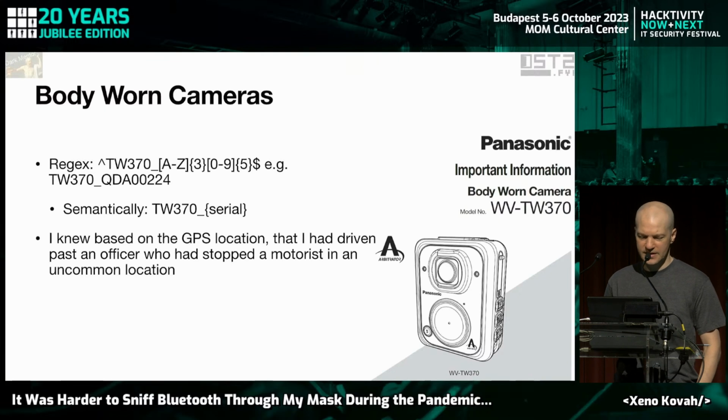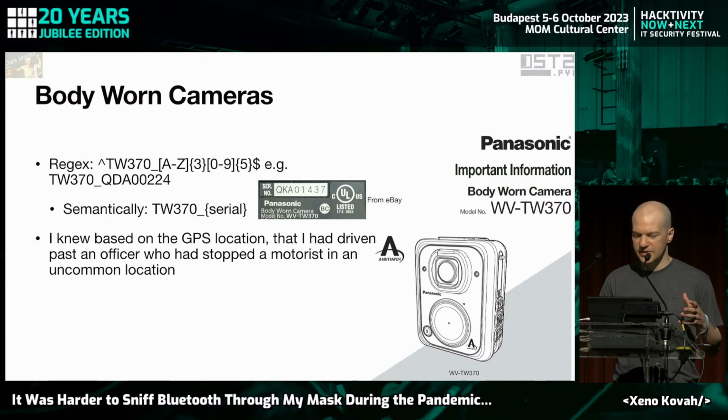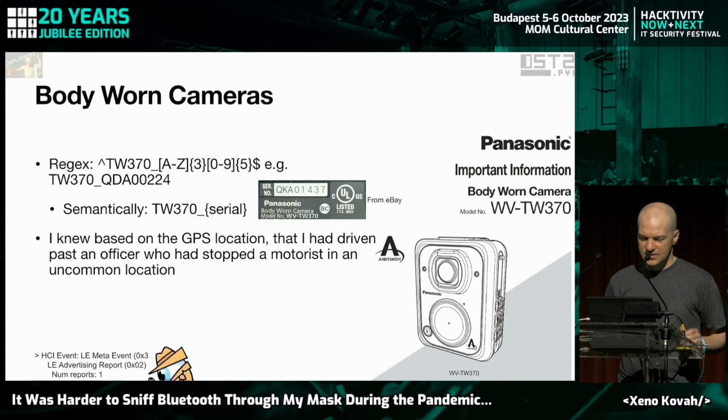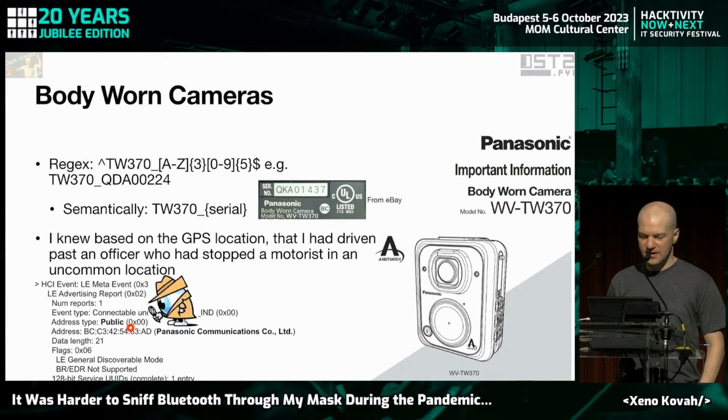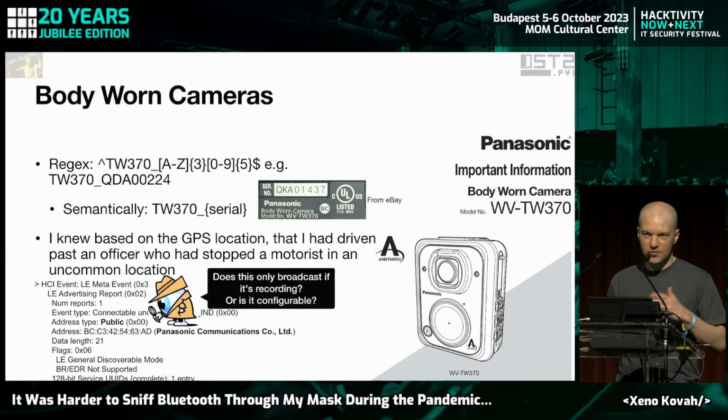So this particular regex is for this particular Panasonic body cam. I know this is the serial number because eBay shows it. And I first realized this was a police device when I drove past police who had stopped someone somewhere. I had my GPS data and I said, okay, that's what that is. So the key thing about these is they're using public BD addresses and therefore they can be tracked. And an interesting open question, I don't know the answer to it right now, is do these things only broadcast via Bluetooth when they're actually switched on? Because one of the problems with body cams is that sometimes they have a habit of being switched off exactly when you would actually want the evidence of what's going on in this police interaction.